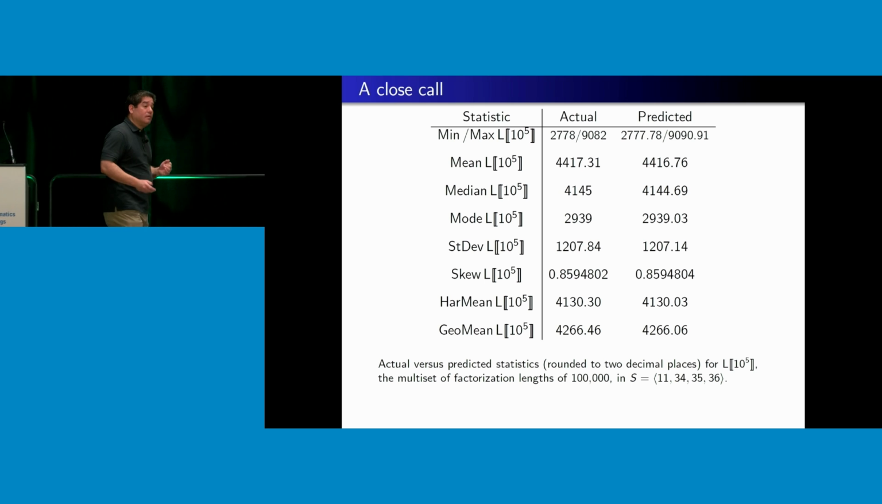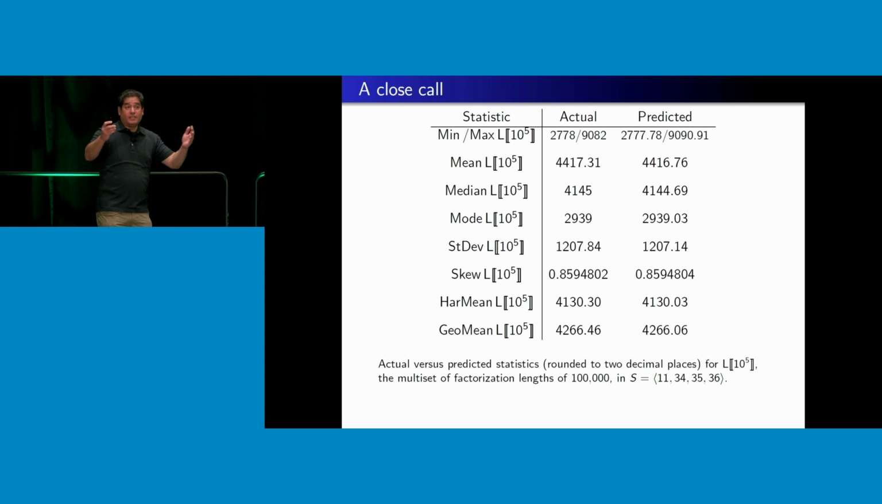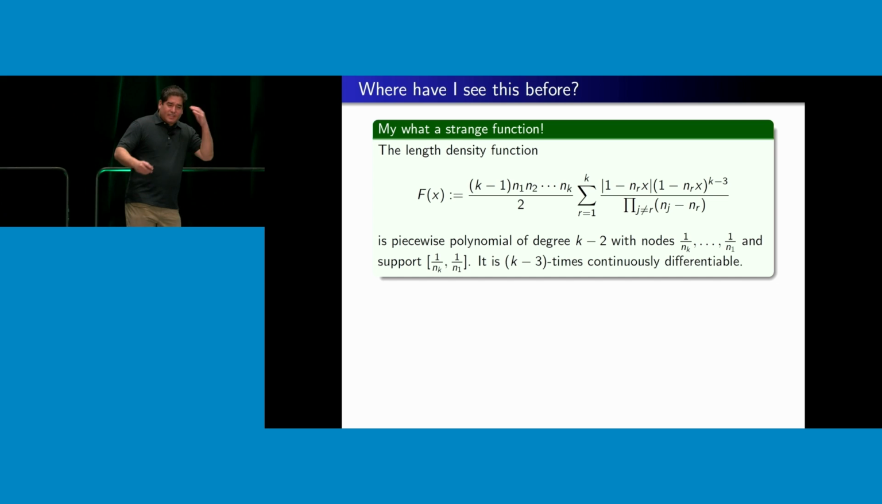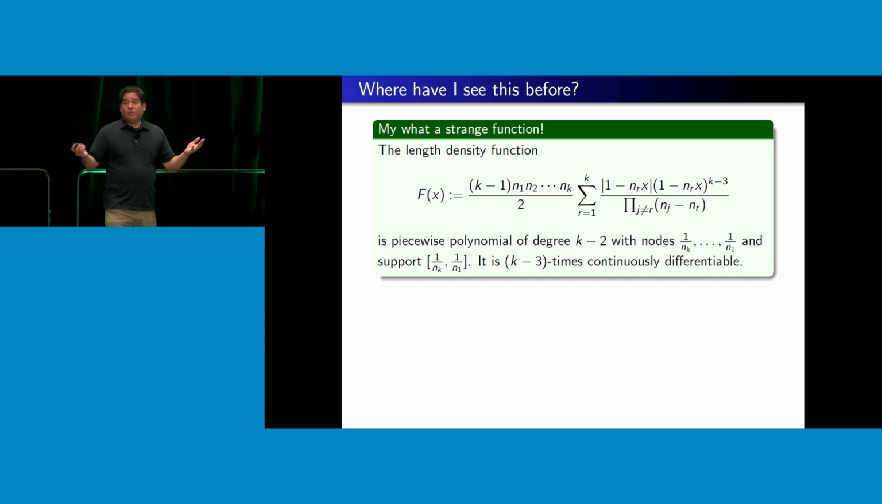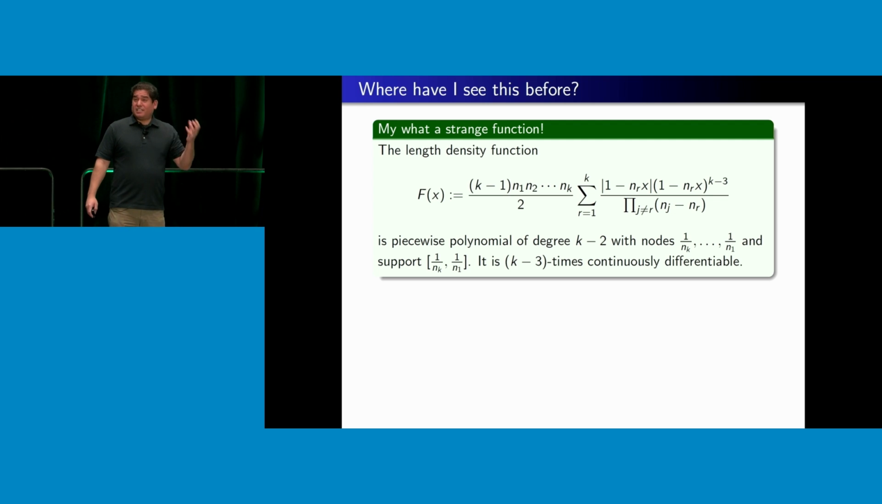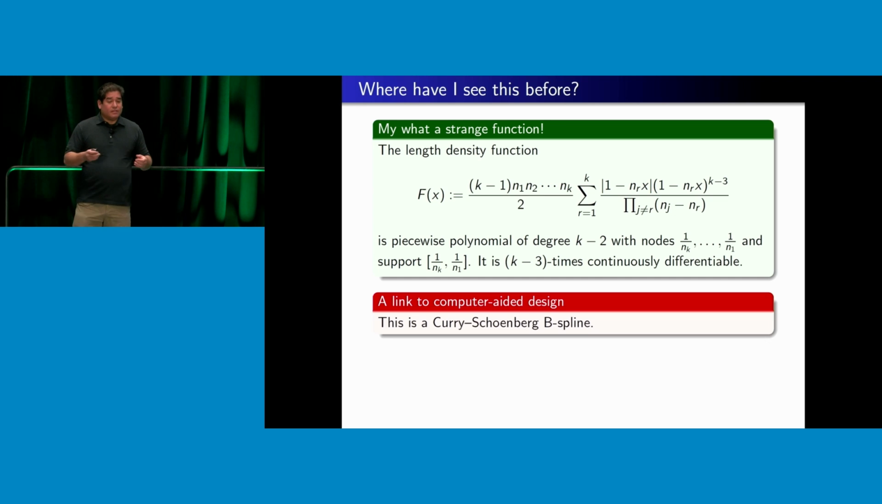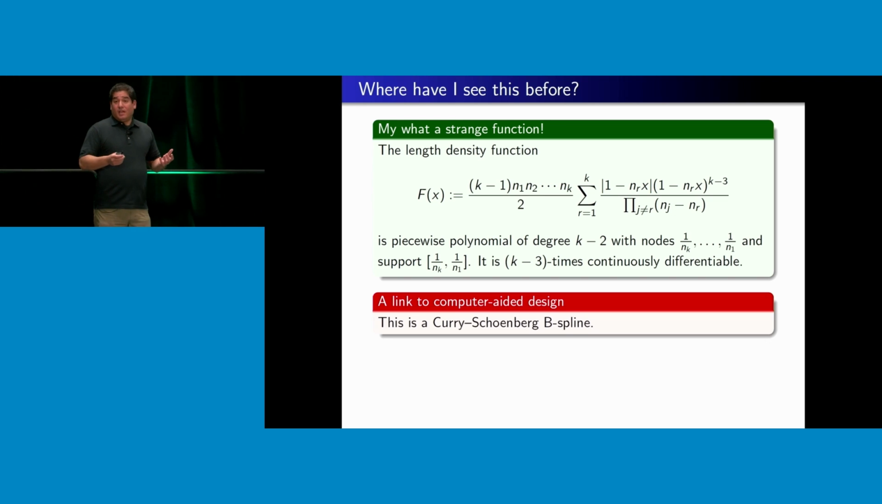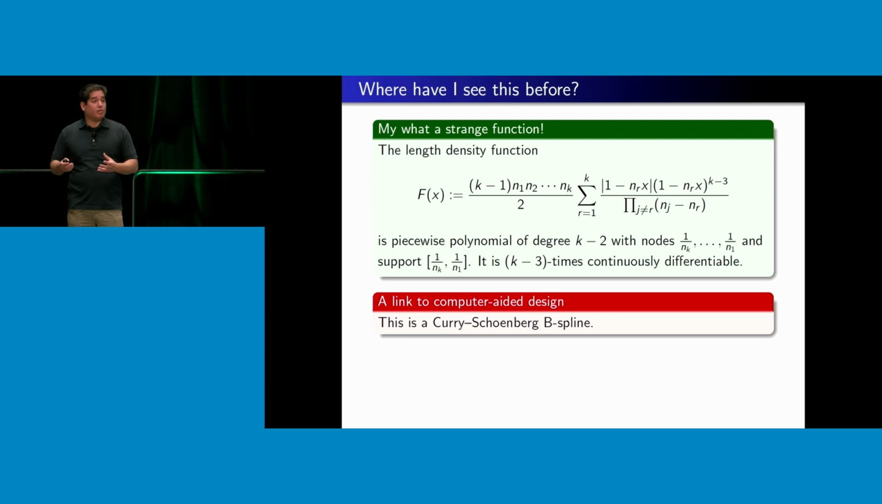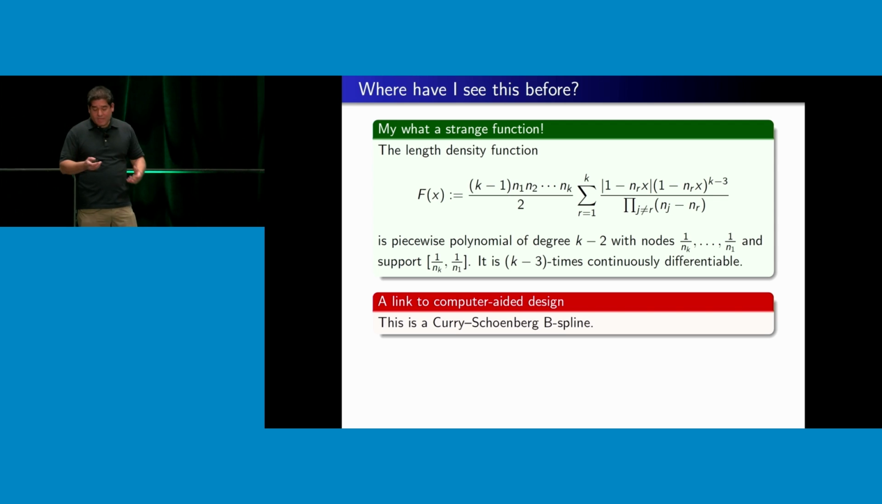So pretty cool. You might say, what does this have to do with linear algebra? I'll eventually get there. You might say, where have I seen this function before? Probably nowhere. Some people have seen it, right? So, okay, this length density function is this strange looking thing. It's piecewise polynomial, degree k minus 2, and it has these transitions at the reciprocals of the generators. And it also gets smoother and smoother the more generators you have. It turns out this is a Curry-Schoenberg B-spline from spline theory, which originally started as a topic in approximation theory, but gradually, because of its important applications, it's now thought of as part of computer-aided design.